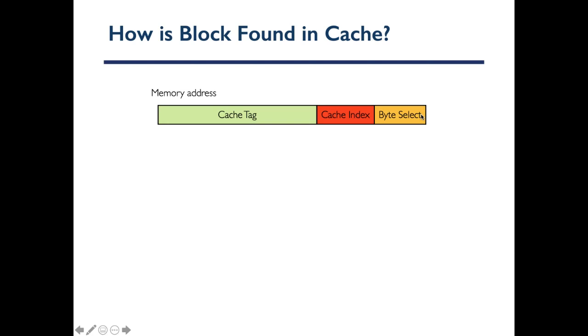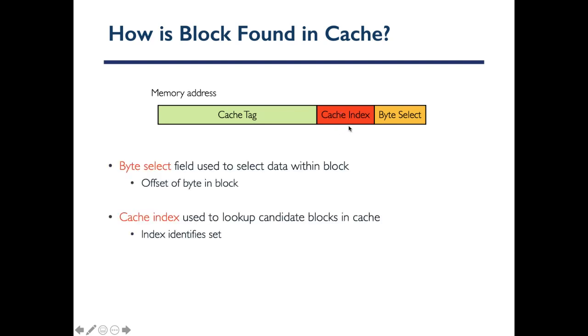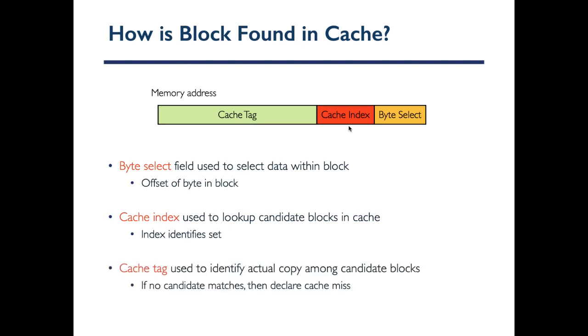So this byte select would depend on how big your block is, and the cache tag is dictated by your set associativity and the size of your cache, and anything that is remaining will be used for cache index. Let's see how. Byte select will be used to say which byte we want. Cache index, we're going to use it to see which block in each set we need. And the cache tag is used to find our data, as we talked about before.